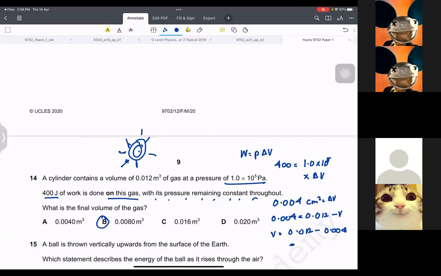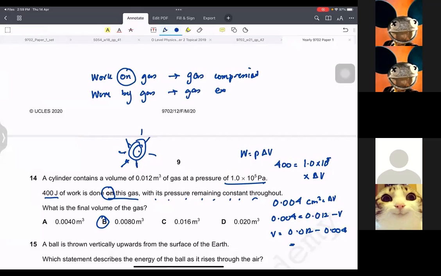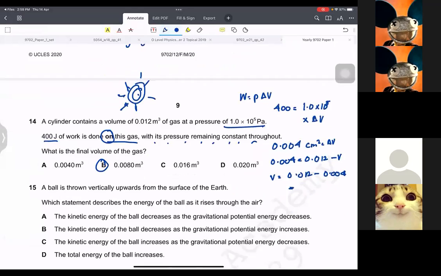Now, I just want to tell you, please remember this. When it is written work done on some gas, on, they've also highlighted it. On means that gas is compressed. And compression means that volume is reducing. And when work is done by gas, the gas expands. So please do remember that volume increases.